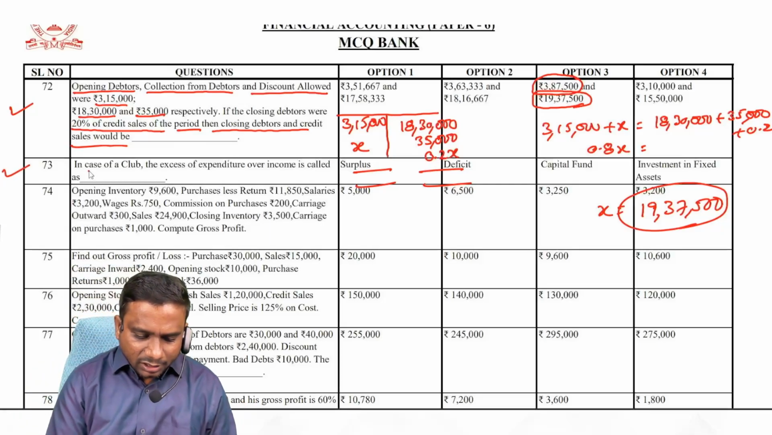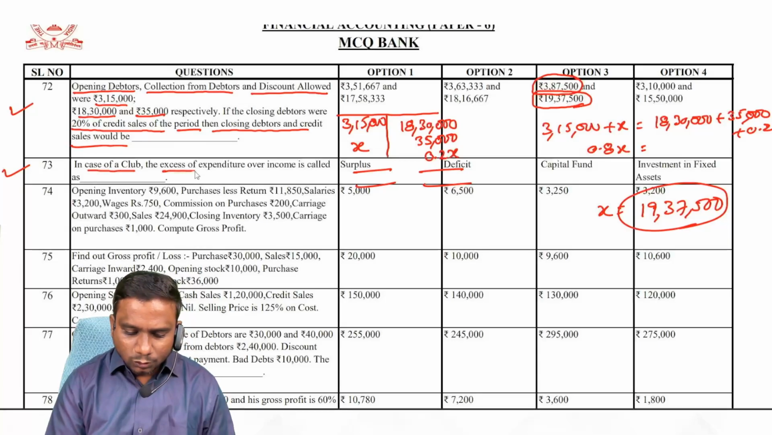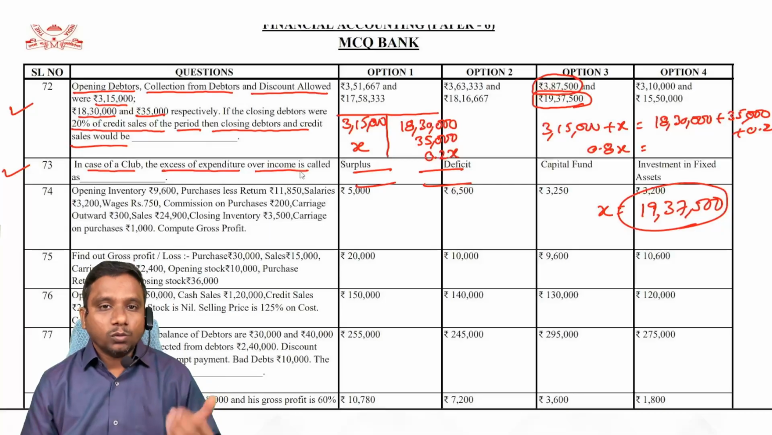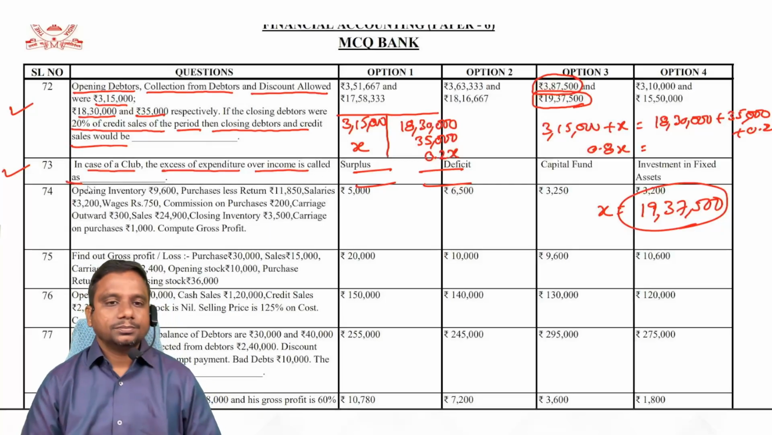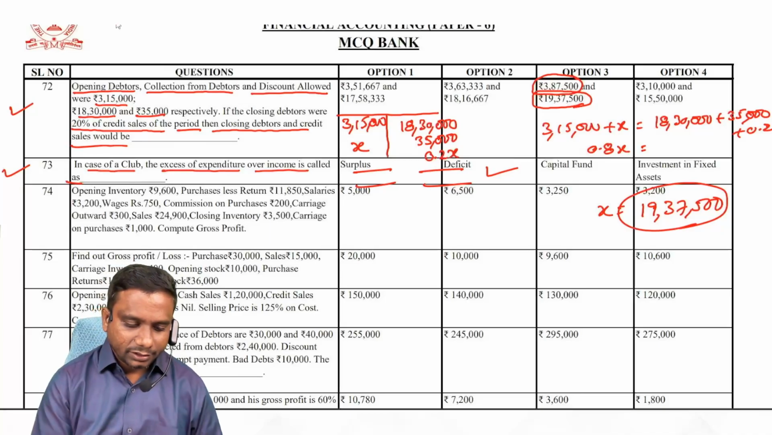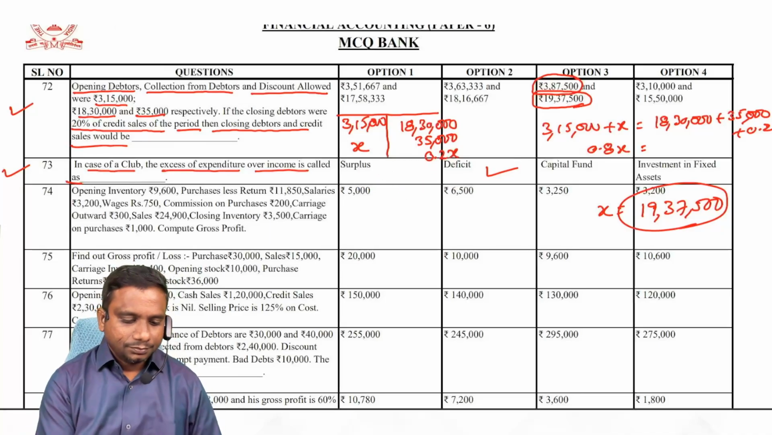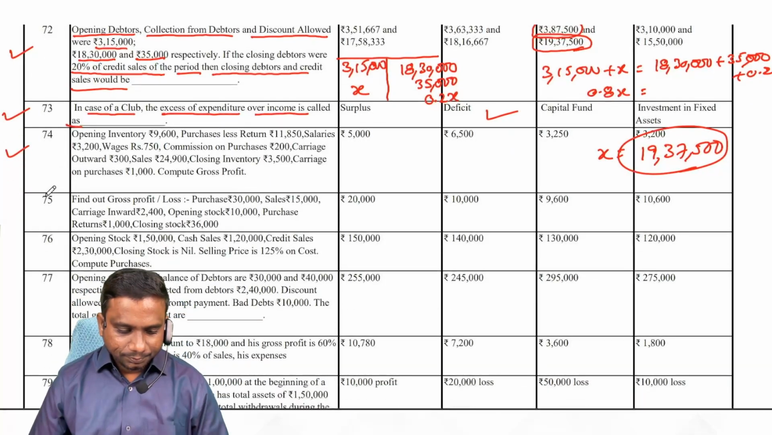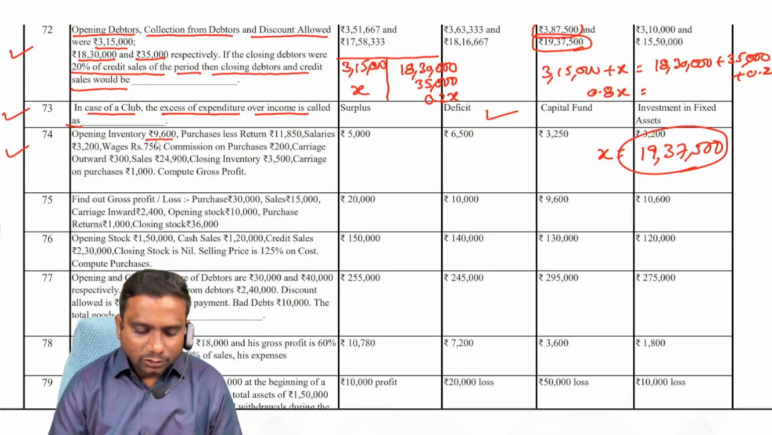73. In case of a club, the excess expenditure over income. Excess of expenditure means debit side is more. Over income is called a deficit. So option B correct. 74. Opening inventory 9,600.